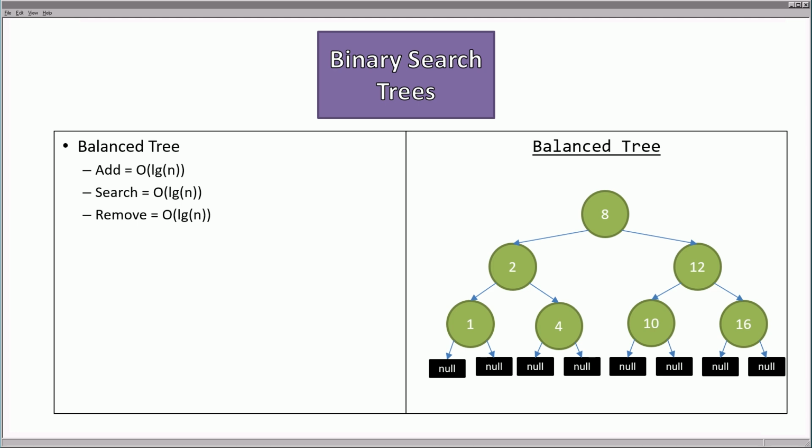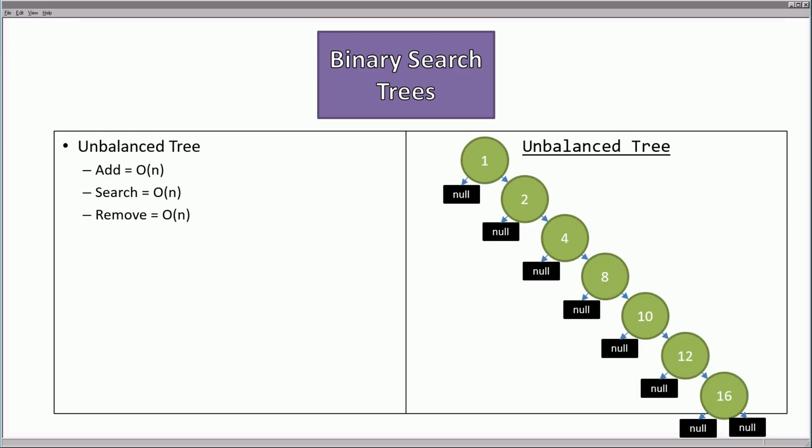So this means if we are creating a binary search tree and we can ensure that it always stays balanced, then we get all of these various performance gains. Adding, searching, and removing require fewer operations in a balanced tree versus an unbalanced tree. So then, how can we ensure that our trees remain balanced?